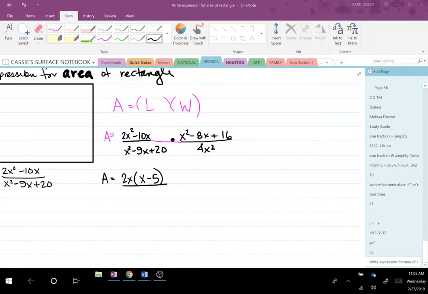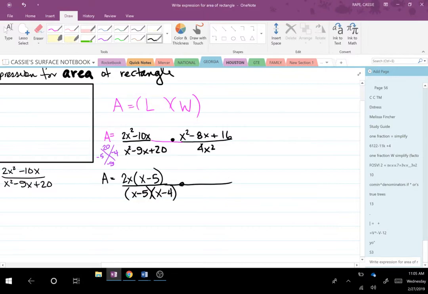Over, this is one of the x problems. In other words, you're asking yourself, what are the factors of 20 that will give me negative 9? I'm trying to think of two numbers that multiply to give me a positive 20, but when I combine them, I get a negative 9, and I believe that would be negative 5 and negative 4, correct? And so the bottom part factors to x minus 5 times x minus 4.